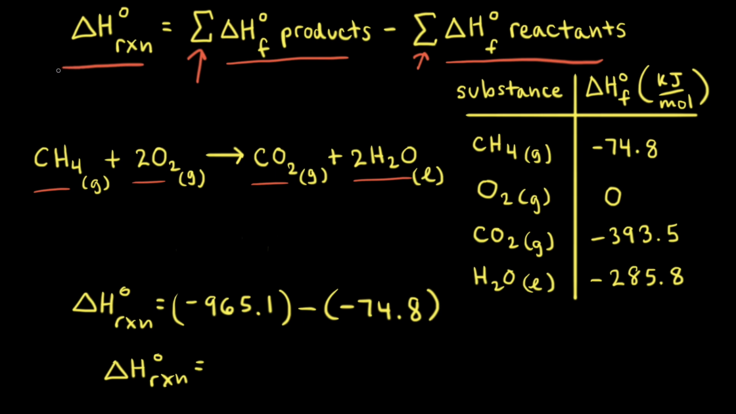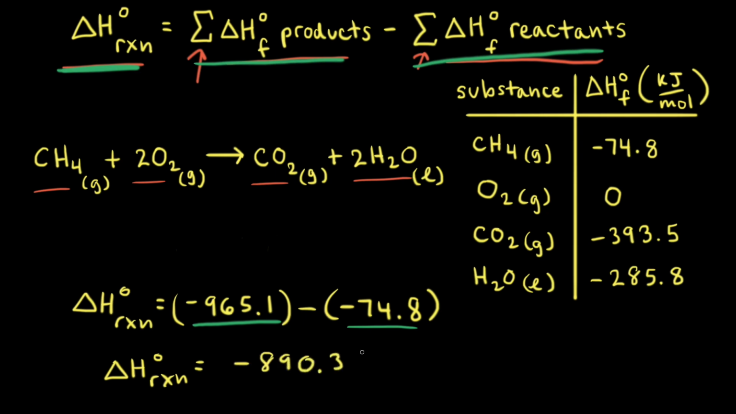So to find the standard change in enthalpy for our reaction, we take the summation of the enthalpies of formation of our products, which was negative 965.1 kilojoules, and from that we subtract the sum of the standard enthalpies of formation of the reactants, which we found was negative 74.8 kilojoules. So negative 965.1 minus negative 74.8 is equal to negative 890.3 kilojoules.